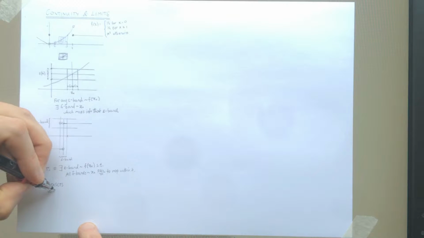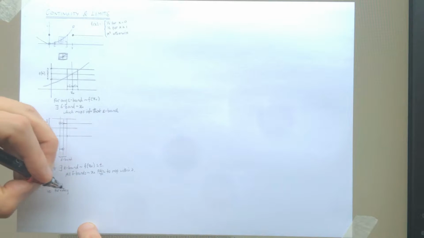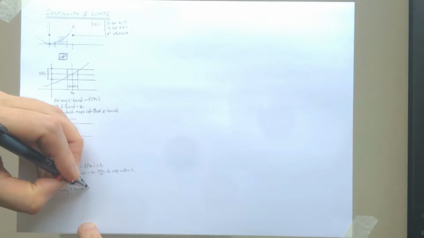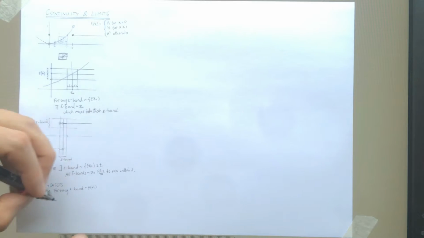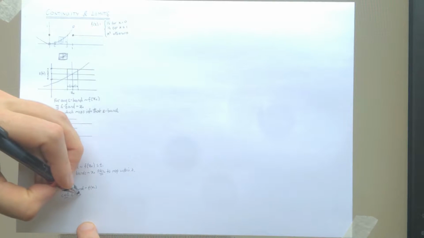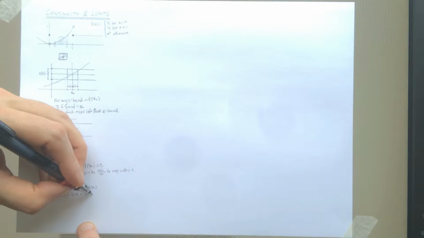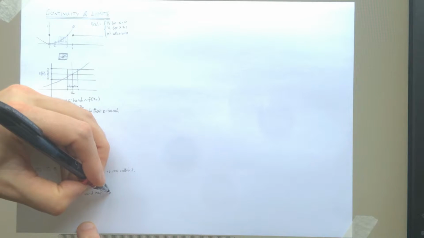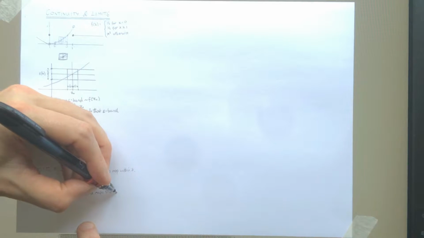For every epsilon band around f of x naught, you can find a delta band that maps to within it.